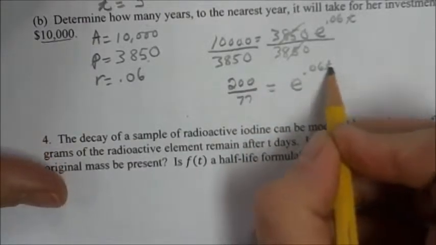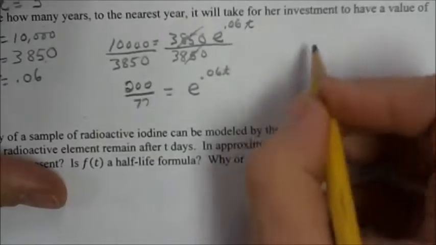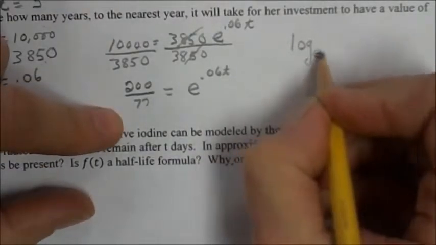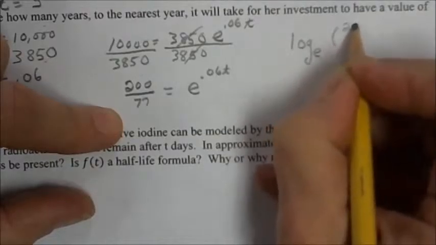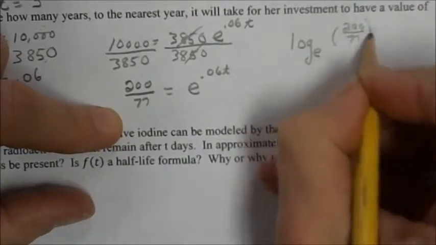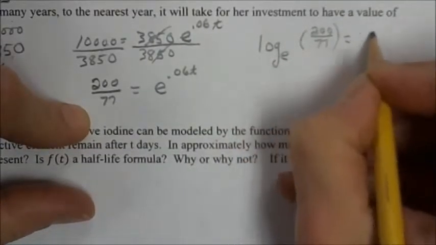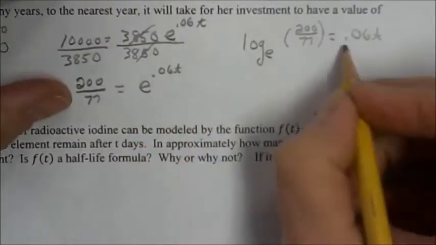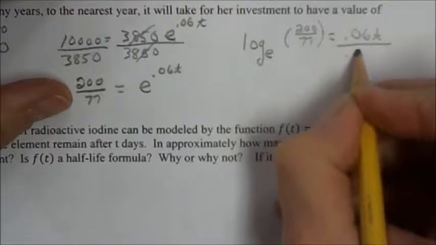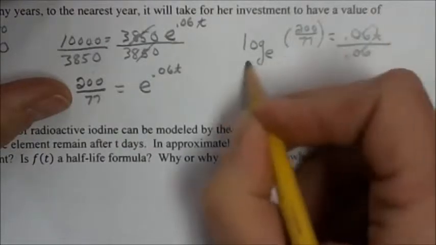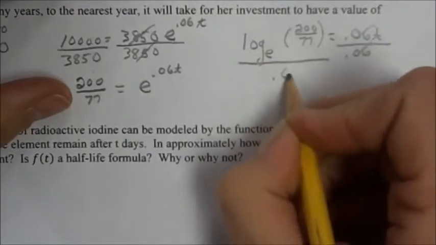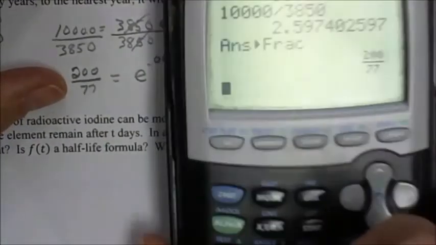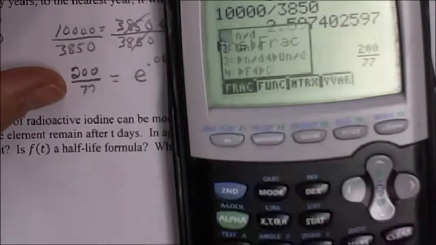The exponent has the variable. So this is a log problem, and this log has a base of e. The log base e of 200 over 77 is equal to 0.06 t, the exponent. So now you're going to just divide each side by 0.06 to get the t value. And in the calculator, instead of log base e, I'm going to type the ln button.